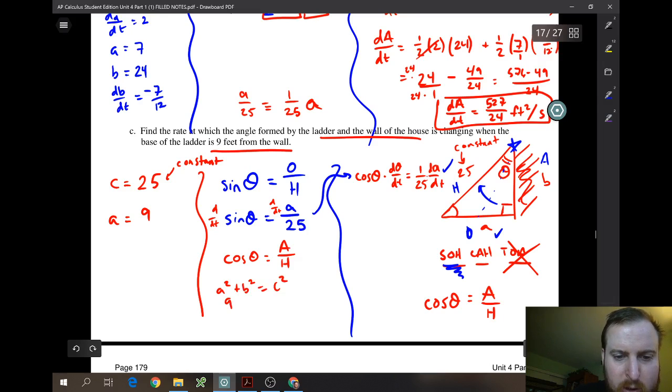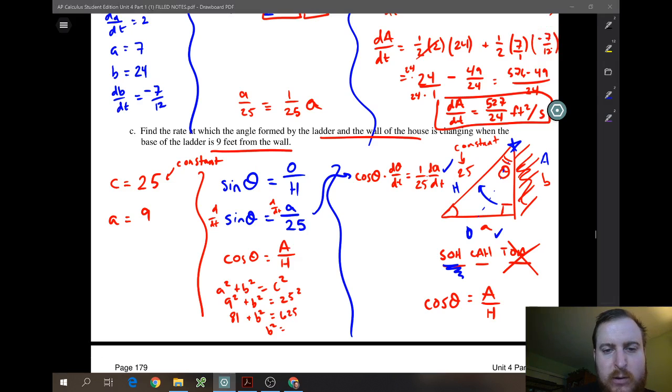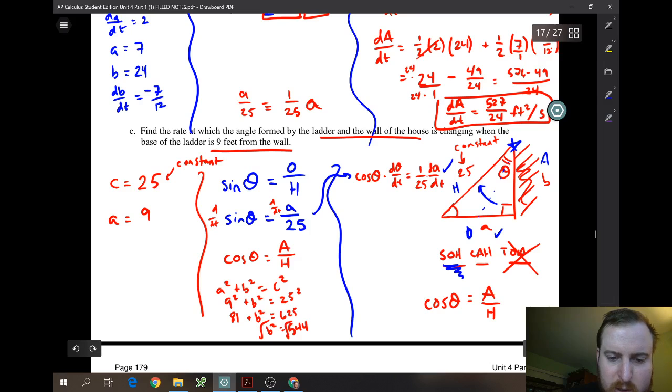So if we plug in, we get 9 squared plus b squared equals 25 squared. That's going to be 81 plus b squared equals 625. And so that's going to give us b squared equals 625 minus 81. So that's going to give us 544. And so b is just the square root of 544.